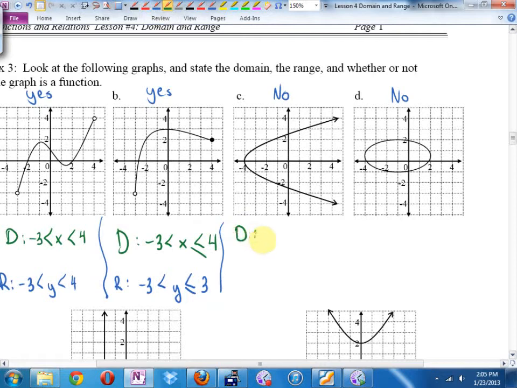Graph C. How far left does this graph go? -4? How far right? For this one, since it's not between two values, it's everything to the right of -4. We write it this way. All x's bigger than, to the right of -4. Everything to the right of -4 goes all the way up to infinity. Is it touching at -4? Yeah. Or equal to. This is tricky.